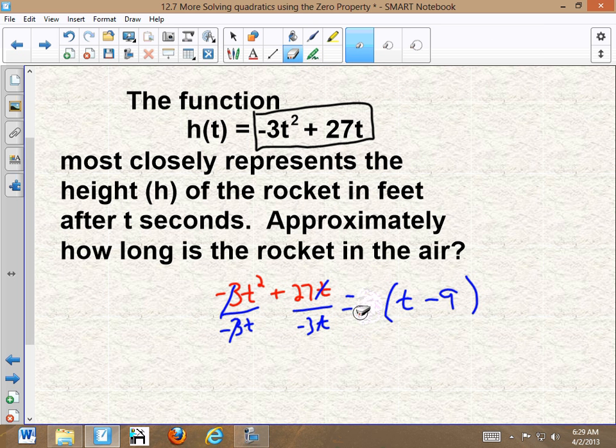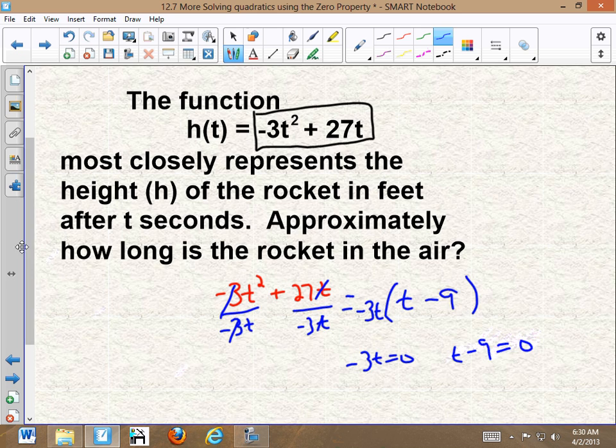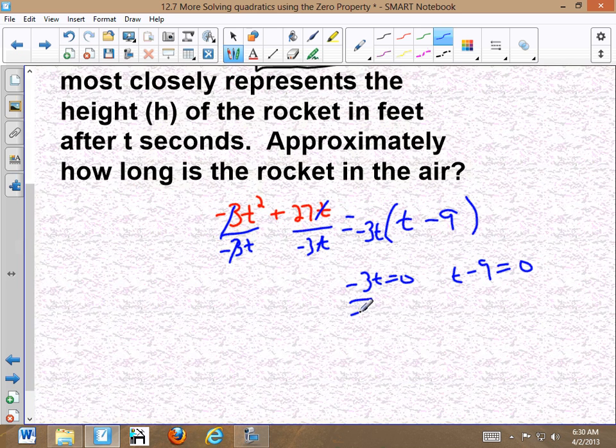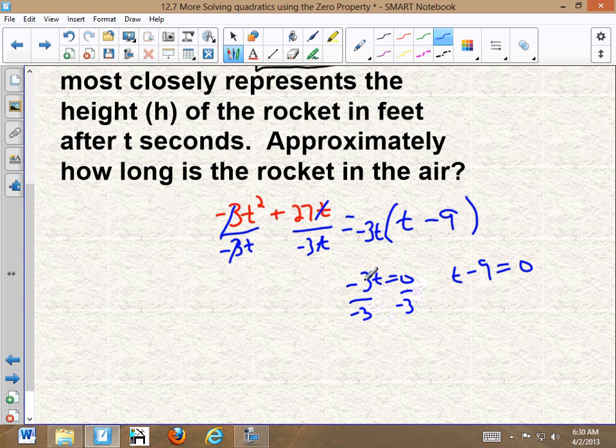Okay? So now, we're solving. Even though this is set equal to h(t), it's really set equal to 0. So I'm going to take negative 3t, set it equal to 0, and I'm going to take t minus 9 and set it equal to 0. Divide both sides by negative 3. 0 divided by negative 3 means t equals 0. I add 9 to both sides here. t equals positive 9. That's my answer.